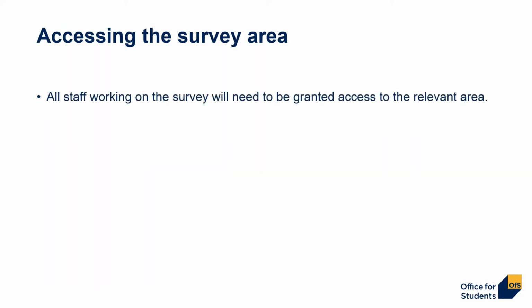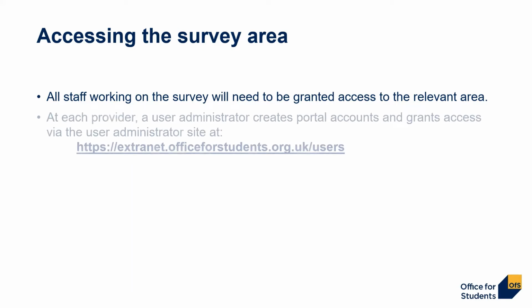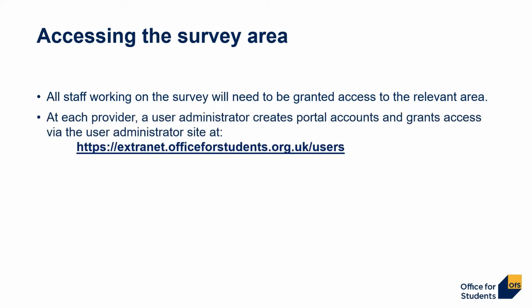Staff at each provider that will be downloading from or uploading to the portal will need access to the relevant survey area. At each provider, user administrators grant access to the correct area using the OFS portal user administrator site. This can be found at https://extranet.officeforstudents.org.uk/users, that's USERS, users plural. Again, please remember the HTTPS prefix.